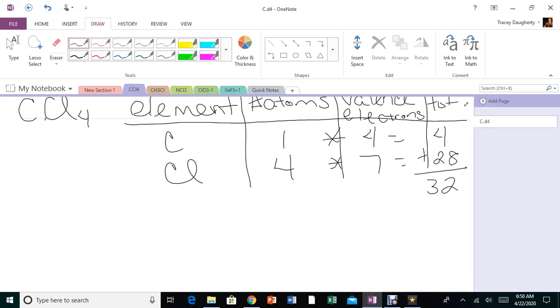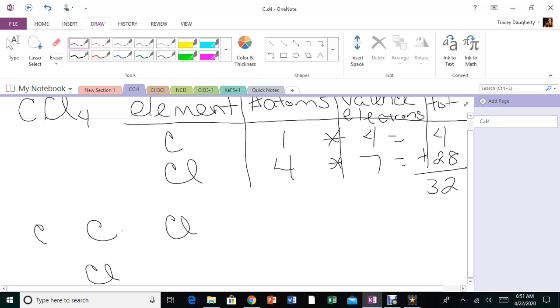So the next step is to determine the central atom. The central atom is most often whatever you have 1 of. Also, it's the first element listed. Or if you have carbon, it's always carbon in the center. So we're going to have carbon, and we're going to surround that by 4 Cl atoms. And then we're going to show the bonding, and we're going to show the shared electrons by a line. So we're going to draw a line in between the carbon and the Cl atoms.